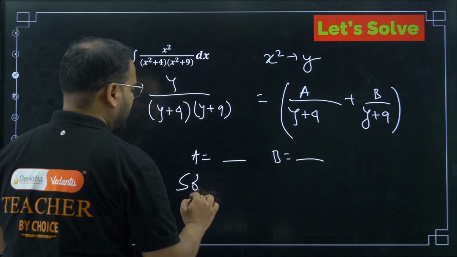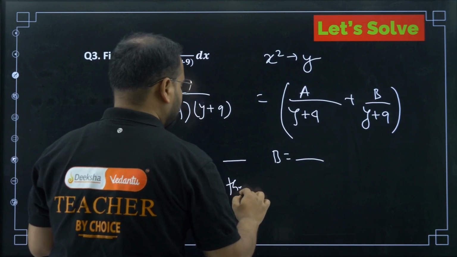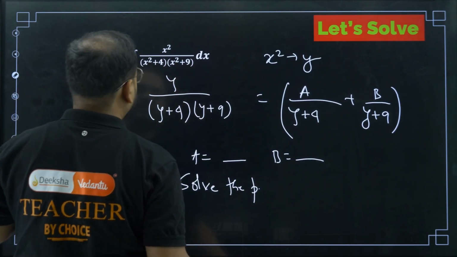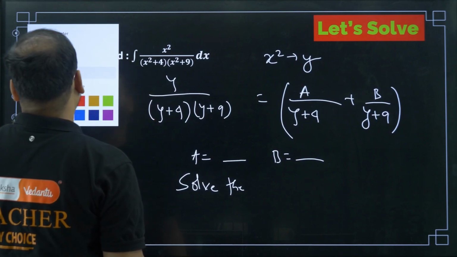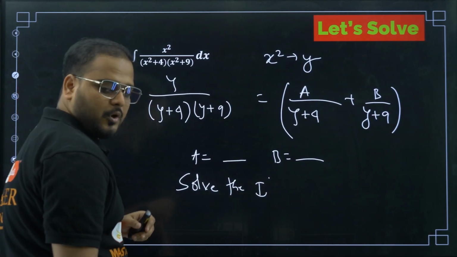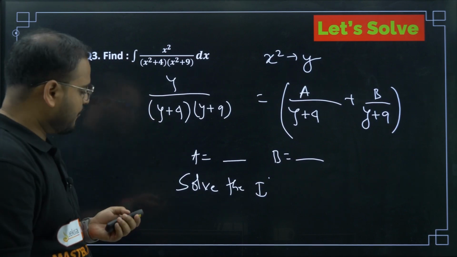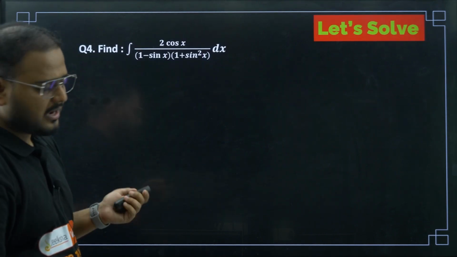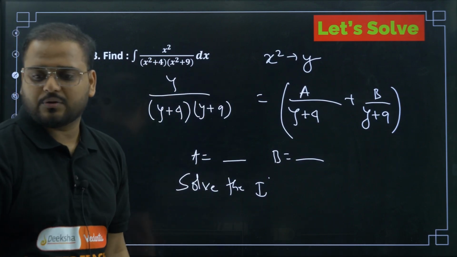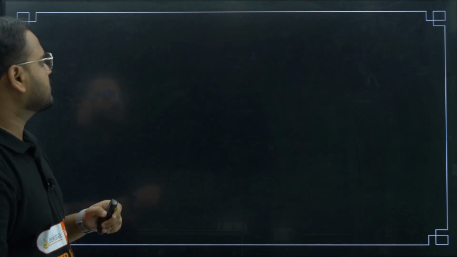Get A and B values, and then solve the integration, not the partial fraction. We have already got the partial fraction. Now solve the integration. Find the integration. Solve for I. All right, simple. Moving on. Question number 4. I hope you can do this, right? Very simple, no? Just take x square as y and then do this calculation, same as the previous 2 questions.